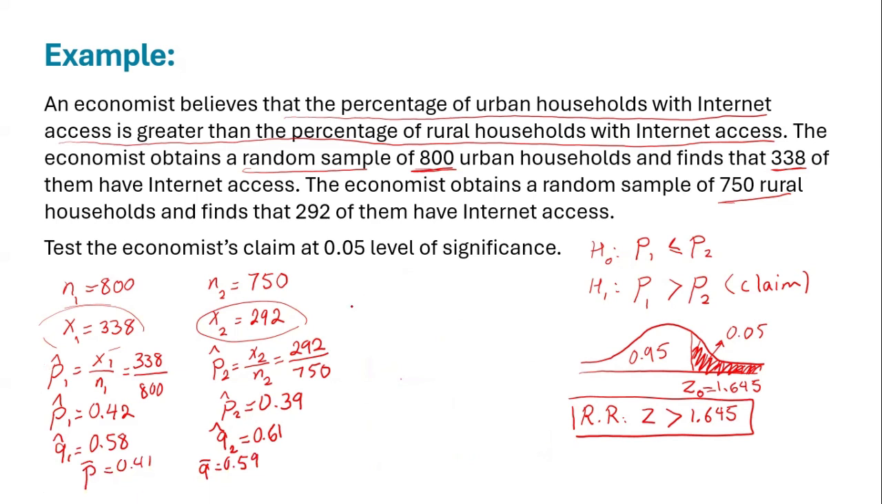Write the formula. What is the formula? The formula says that P hat 1 minus P hat 2 minus P1 minus P2 over the square root of P bar, Q bar, 1 over N1 plus 1 over N2.